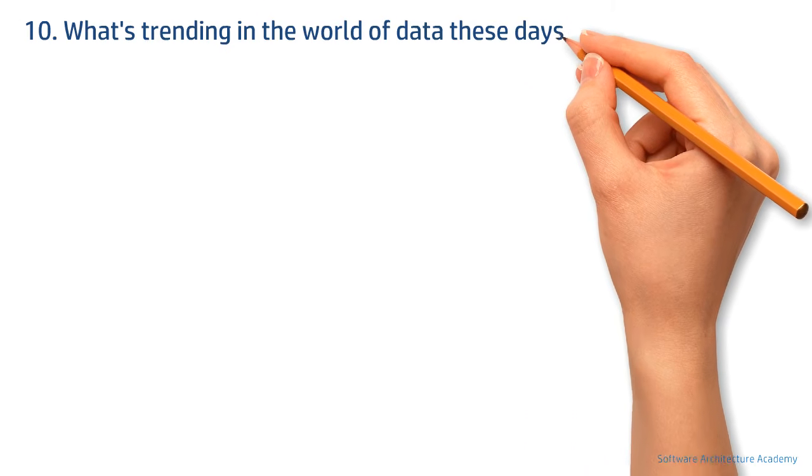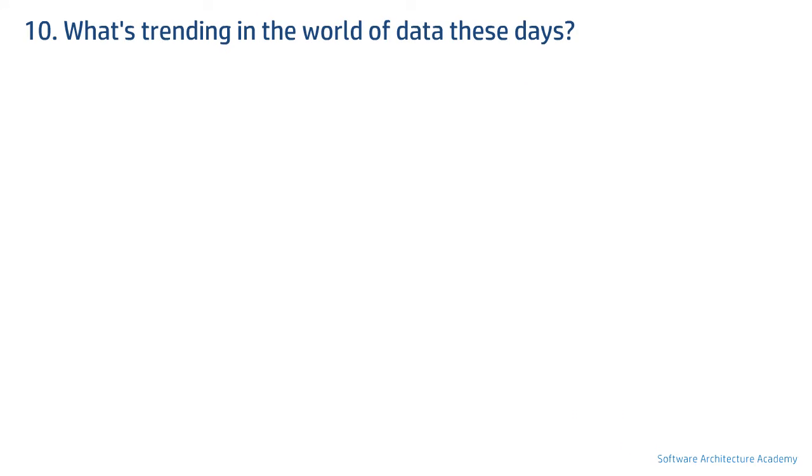And finally, we have come to our very last question in this first part. What's trending in the world of data these days? Architects show organizations the future with their vision. Hence, architects are expected to follow latest trends in their respective areas. For us, it being data. That's what makes it a very important question. How do you answer this?